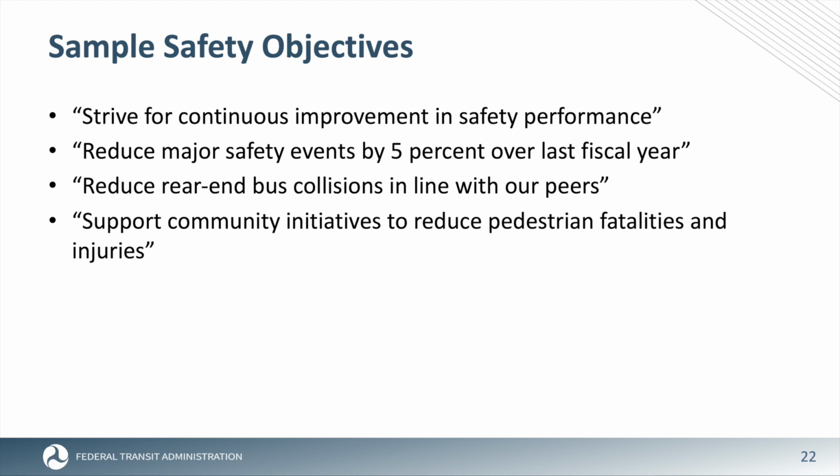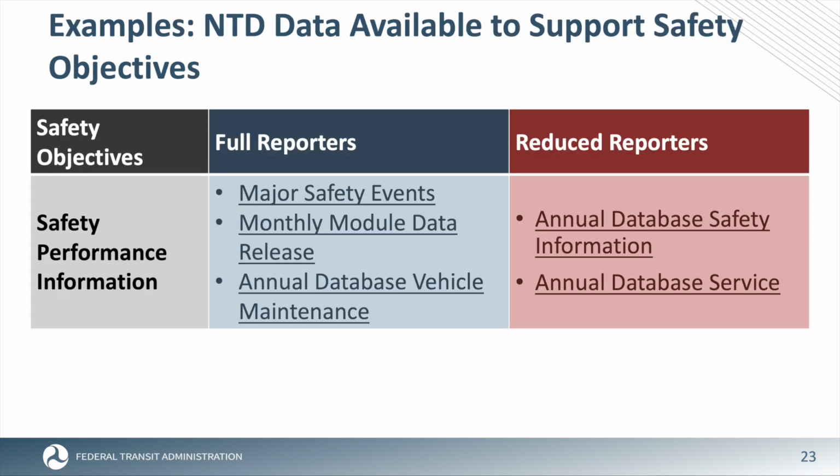Another example: reduce major safety events by 5% over the last fiscal year, or reduce rear-end bus collisions in line with our peers, or support community initiatives to reduce pedestrian fatalities and injuries. So again, these are broader, high-level objectives. Now, our full reporters could find safety performance information to help support this process.